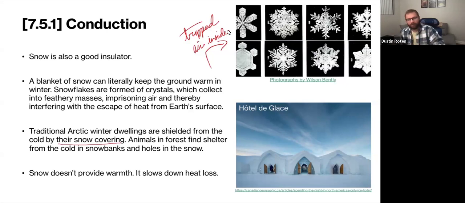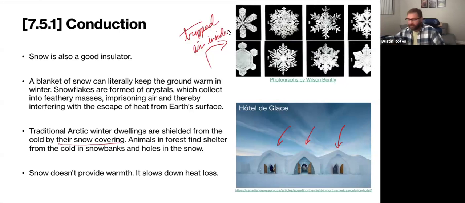You can see here this ice hotel in Canada. I have a link there if you're interested. You can see how deep the snow is, but it's essentially coated with snow on top, and I believe the whole thing is carved into a snowbank. So you can actually stay inside these if you have the snow built up right and deep enough, and it will keep heat from escaping.